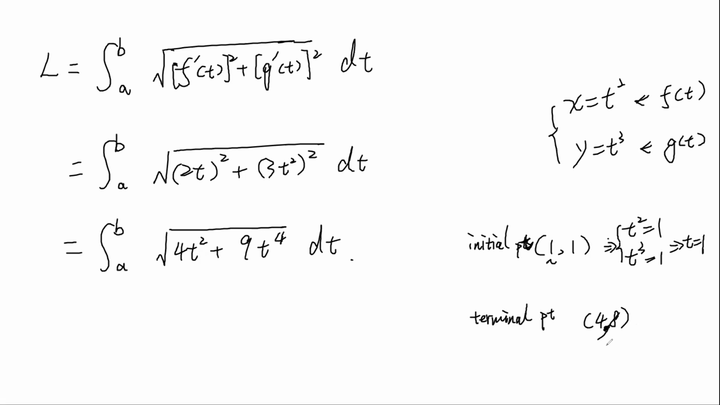And for the terminal point, we have a similar equation. Again, the terminal point is also on the curve, so it must also satisfy this parametric equation, which means there exists a t such that t squared is equal to 4 and, at the same time, t cubed is equal to 8. The only possible t here is when t is equal to 2. You can see it by just dividing the second equation by the first equation.